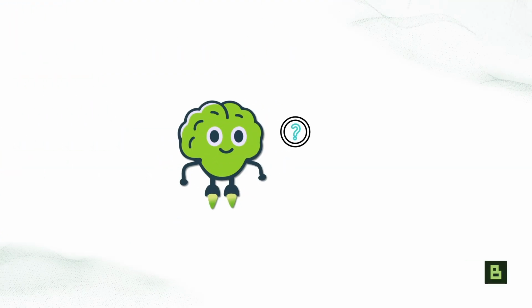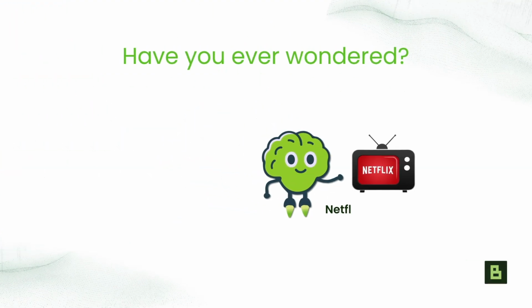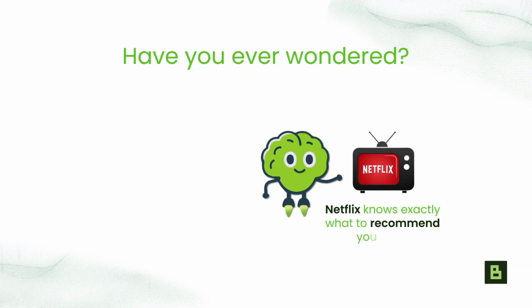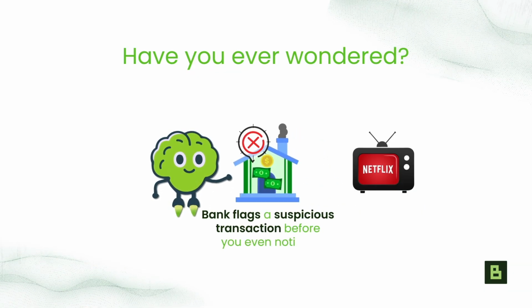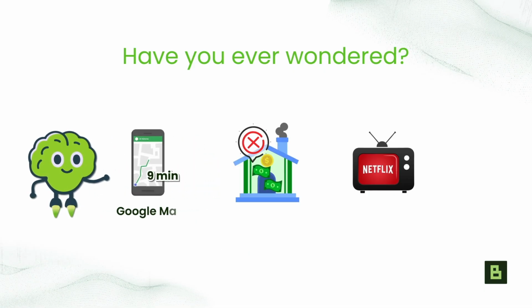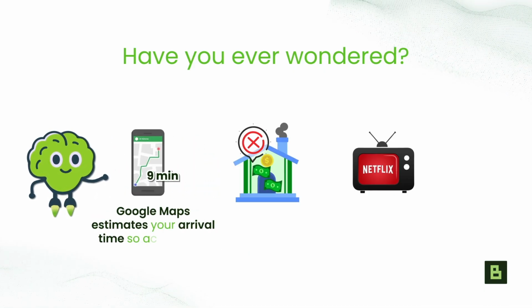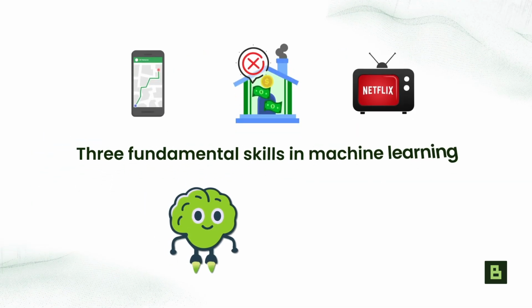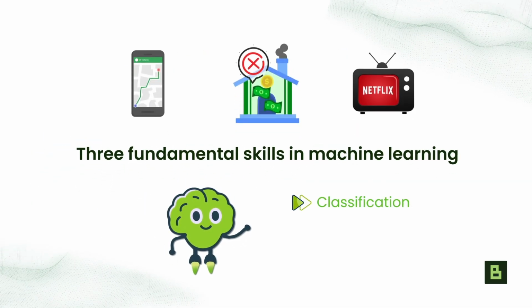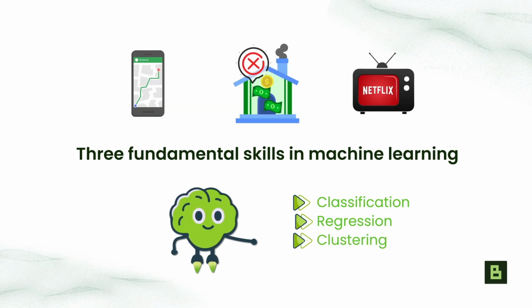Hey there, quick question. Have you ever wondered how Netflix knows exactly what to recommend you next? Or how your bank flags a suspicious transaction before you even notice? Or how Google Maps estimates your arrival time so accurately? It all comes down to three fundamental skills in machine learning: classification, regression, and clustering.